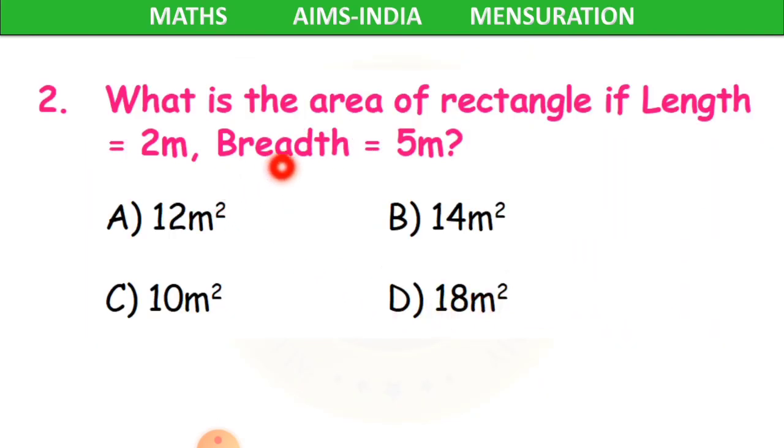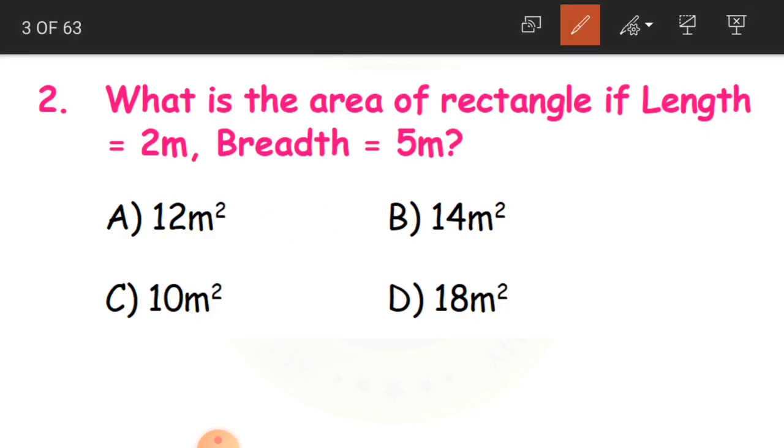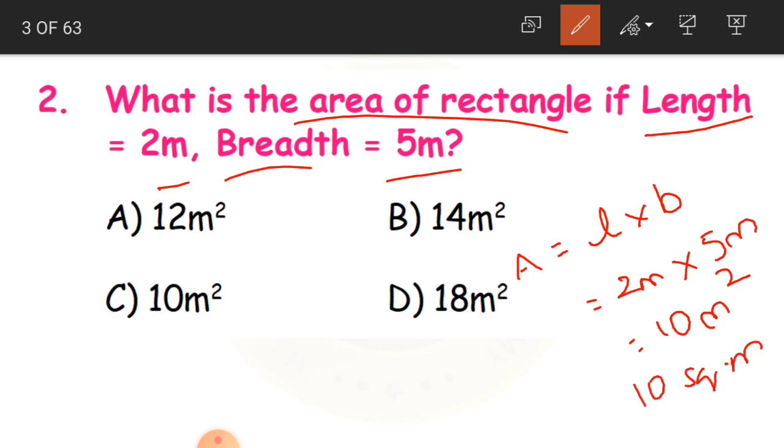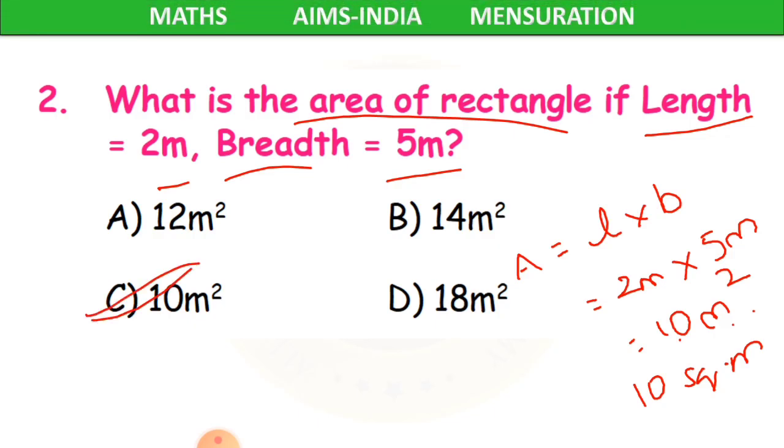Next, question 2. What is the area of the rectangle if length is equal to 2 meters and breadth is equal to 5 meters? Length and breadth are given. We have to find out the area of the rectangle. What is the formula for area of rectangle? Area of rectangle A is equal to length into breadth. Length is 2 meters into breadth is 5 meters. 2 5s are 10 meter square. Yes, 10 square meters or 10 meter square. So option C becomes our correct answer.